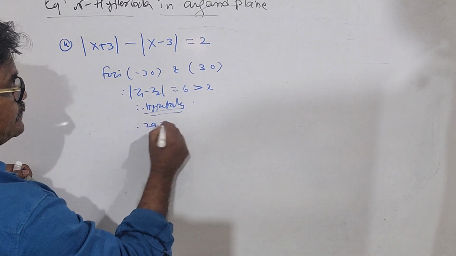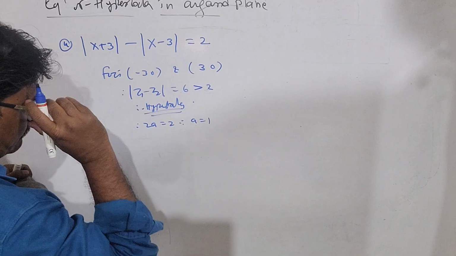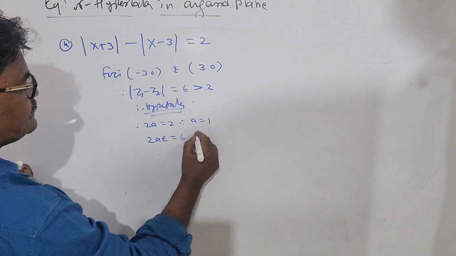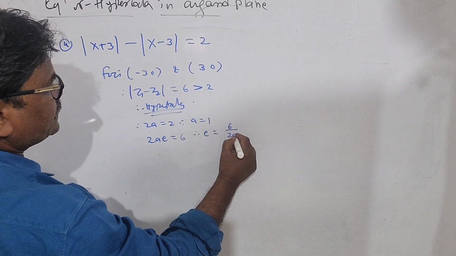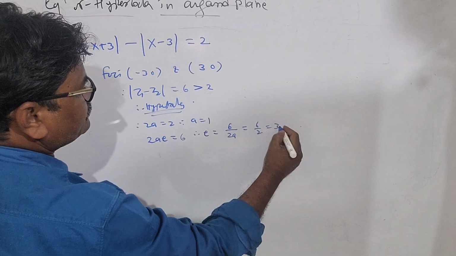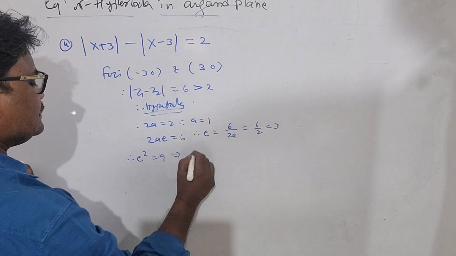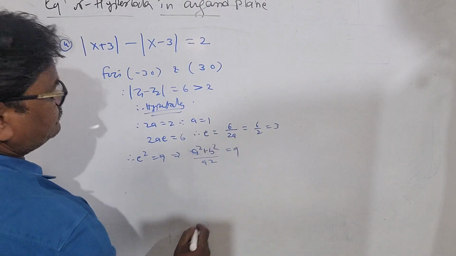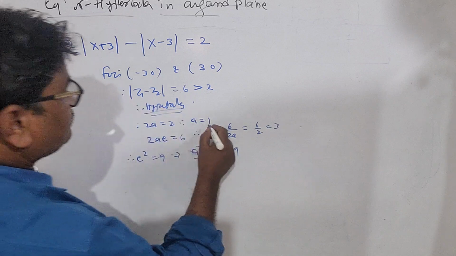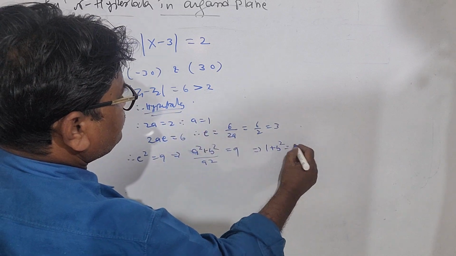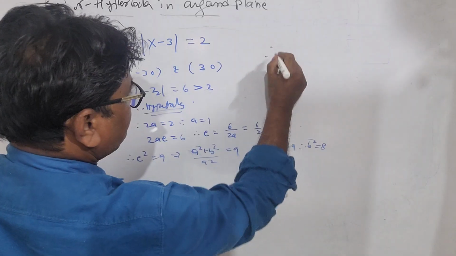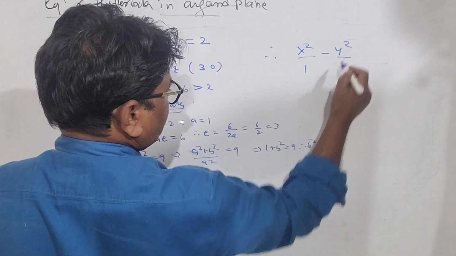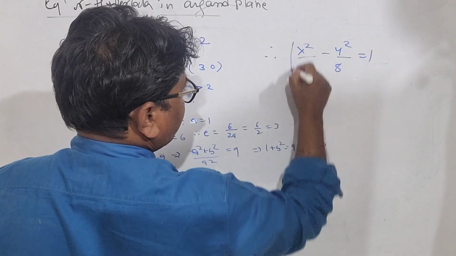And therefore 2a is equal to 2, this gives a equal to 1. And 2ae is equal to the distance between the foci, that is 6. So therefore e is equal to 6 by 2a, that is 6 by 2, that is equal to 3. Therefore e² equals 9, therefore a² plus b² by a² equals 9. a² is how much? a² is 1. So this gives 1 + b² equals 9, b² equals 8. Therefore your hyperbola is x²/1 − y²/8 equals 1.